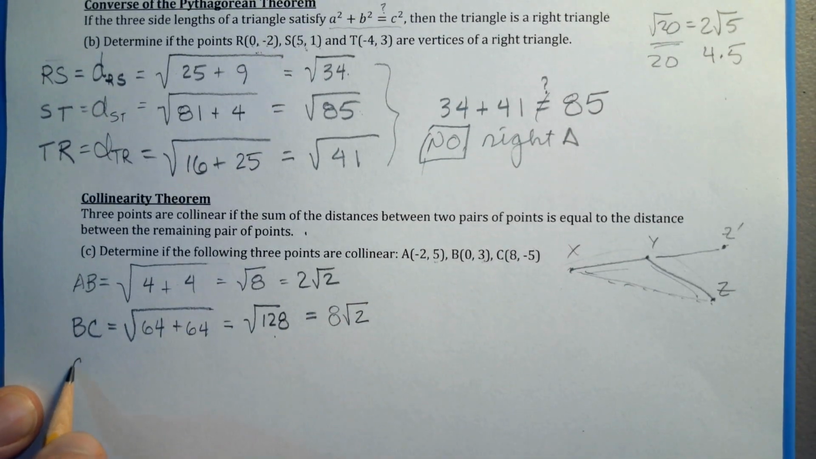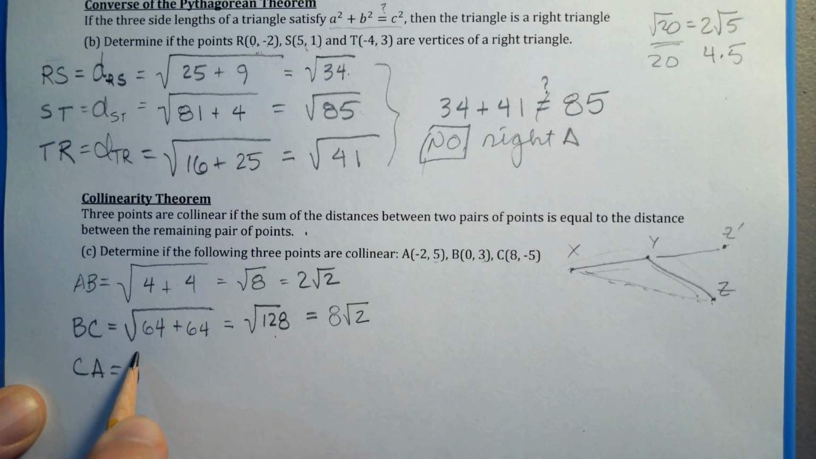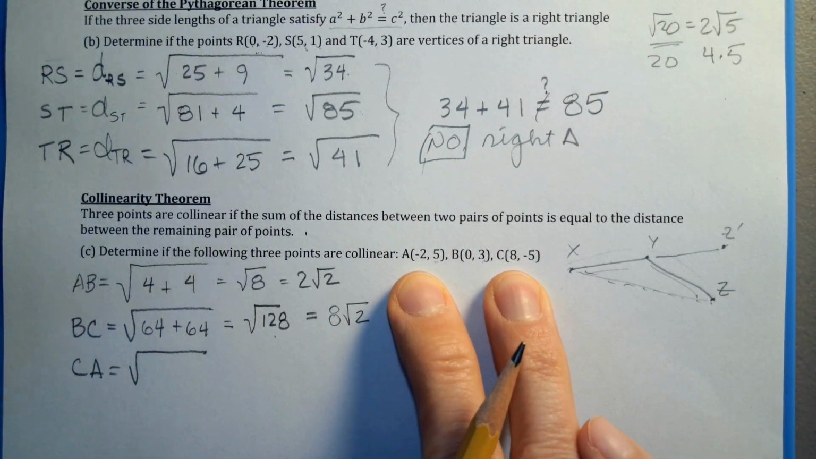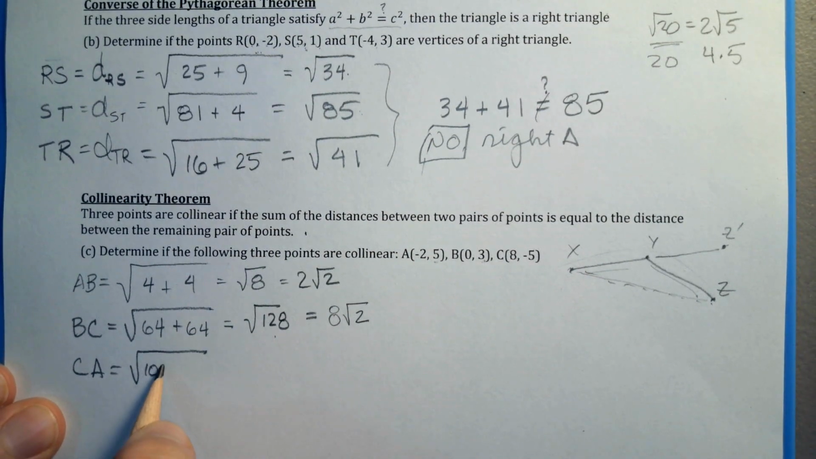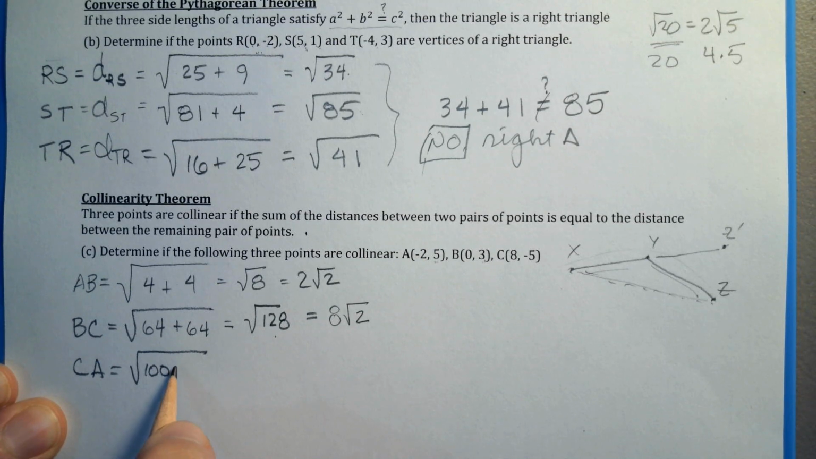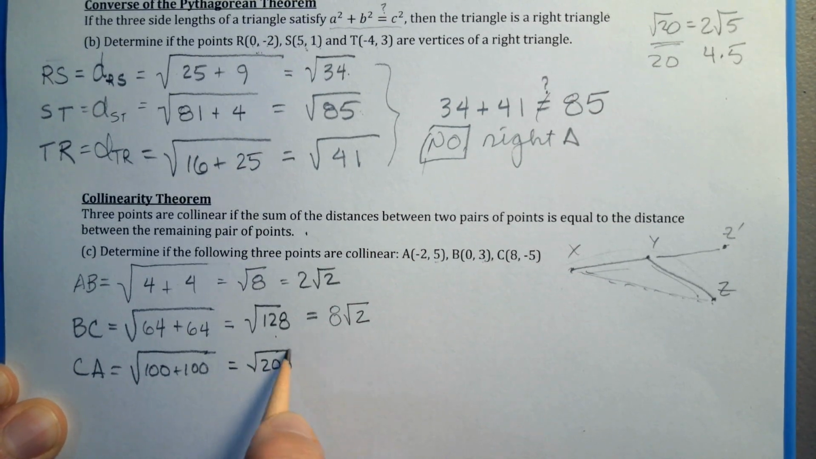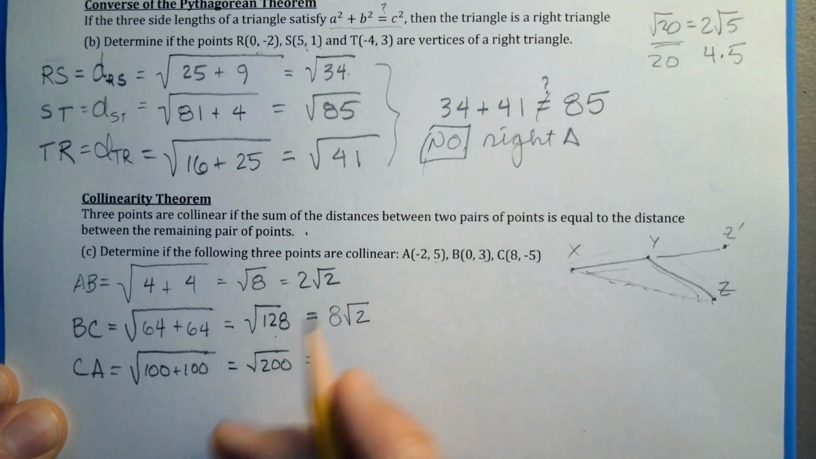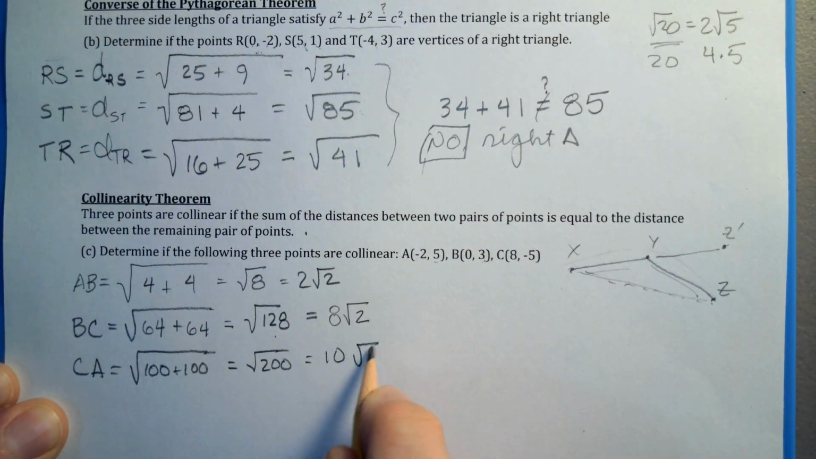And then let's do CA. And that's the difference in these x's. That's 10, squared is 100. And then the difference in the y's, that's also 10, and squared, that's 100. Okay, and so that is the square root of 200. And then clearly you can see that 100 is a factor in there. We can bring that out as a 10, square root of 2.